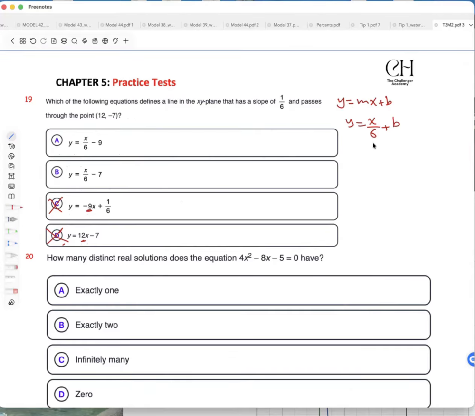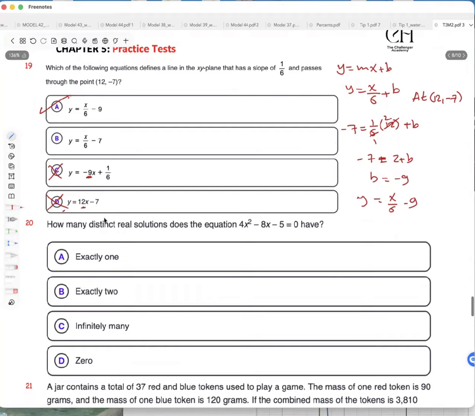Now we'll find the value of b. How can we find the value of b? At the point 12 and negative 7, just plug in. For x, 12, and for y, negative 7. So negative 7 equals 1/6 times 12 plus b. Now simplify, 12 divided by 6 is 2. So negative 7 equals 2 plus b. So b equals negative 9. So y equals x/6 minus 9, which is a.